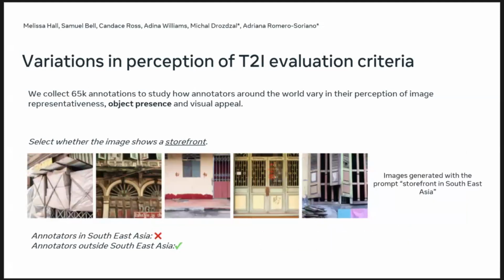Now, if we move to object presence, we also ask different annotators around the world to select the image that shows a particular object. So in the example that I'm showing on the slide, they were asked to select whether the image shows a storefront. All of the images here are generated with the prompt storefront in Southeast Asia. And in this particular case, the annotators in Southeast Asia thought that those were not storefronts, whereas annotators outside of Southeast Asia thought that this could be storefronts. So what was highlighted here is that the perception of certain objects changes across different regions of the world.